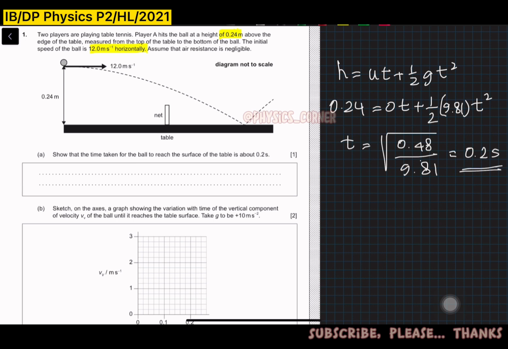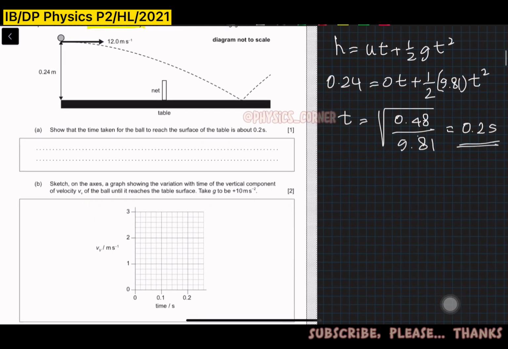Okay, that's question 1a. Now question 1b. Sketch on axis a graph showing the variation with time of the vertical component of velocity vv of the ball until it reaches the table surface. Take g as 10 meter second minus 2. Oh, 10. We used 9.81, it's okay, later we will use 10.